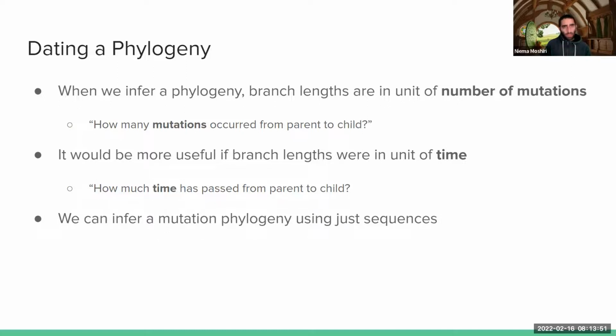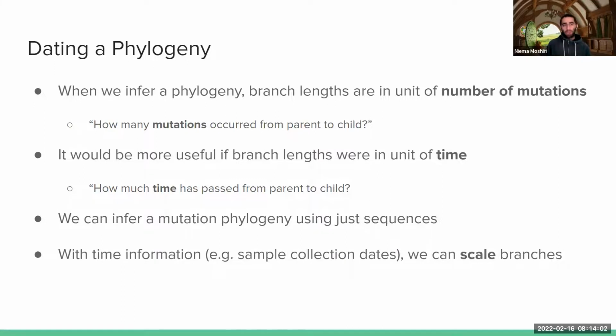So using the techniques that we talked about last week, I can infer a phylogeny where the branch lengths are in units of mutations just using the sequences. But if you also gave me information about time, I can use that information to try to scale those branches such that I come up with branch lengths in units of time that line up with that time information. And the most common time information that we're going to use is sample collection dates.